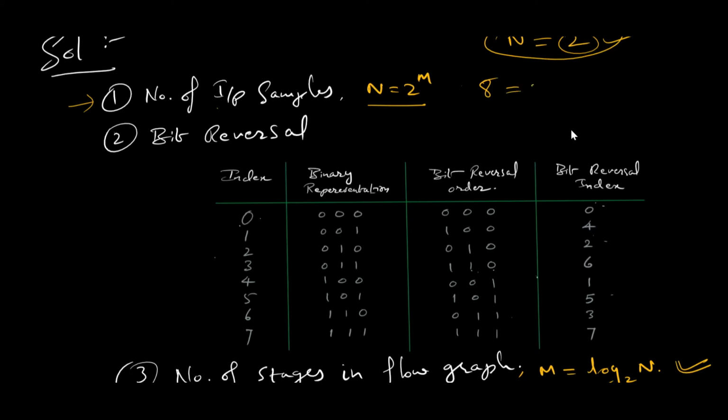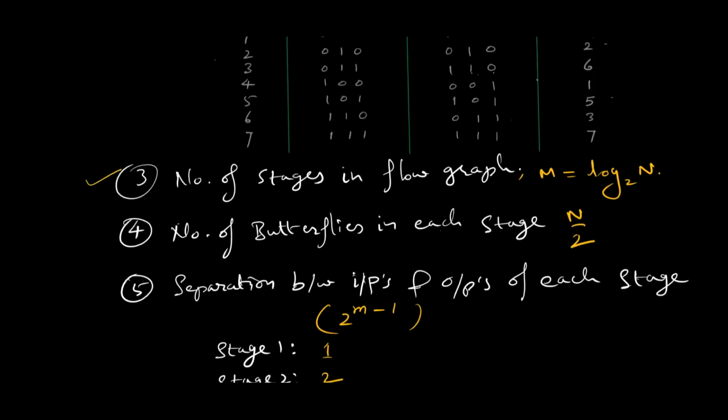So this can be written as 2 to the power m, and from here you can easily get m equal to 3. There is an alternative which is mentioned in step number 3: you can find the number of butterfly stages, that is m equal to log to the base 2 of N. This we have discussed in the last class.